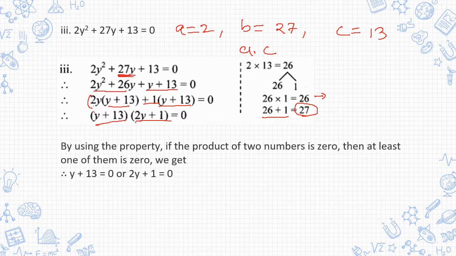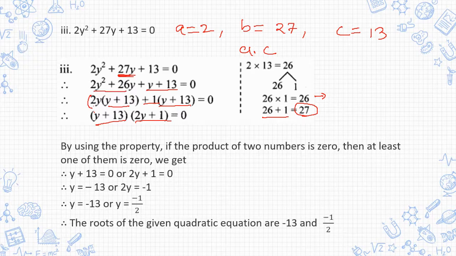So in the first case, if you take plus 13 on the other side, you'll have minus 13. In the second case, if you take plus 1 on the other side, you'll have minus 1. And with a little bit of rearranging, if you take 2 on the other side, you will have minus 1 by 2. So the two solutions are minus 13 and minus 1 by 2. So the roots of the given quadratic equation are minus 13 and minus 1 by 2.